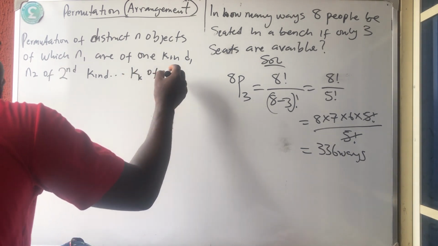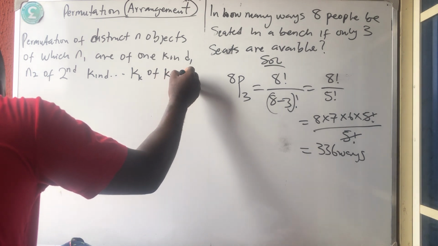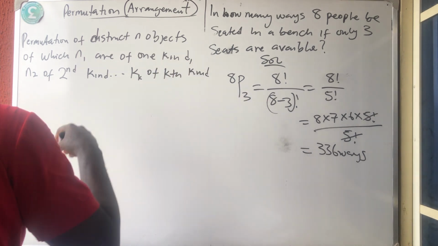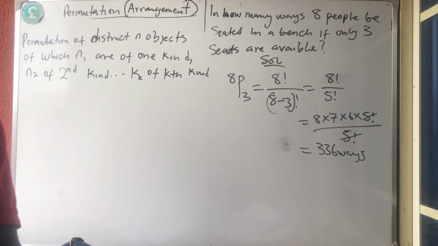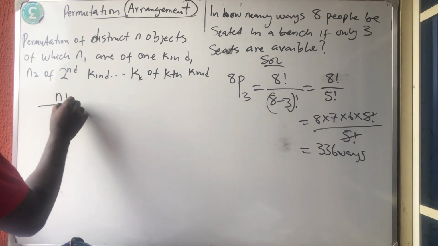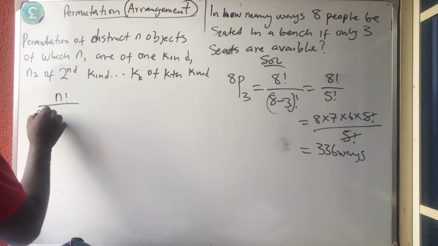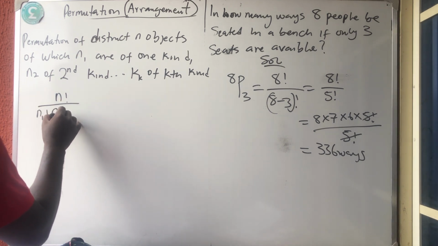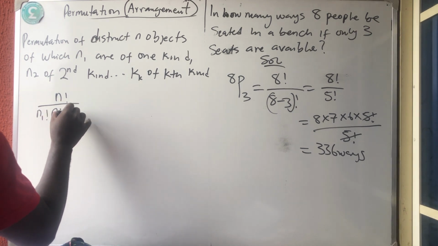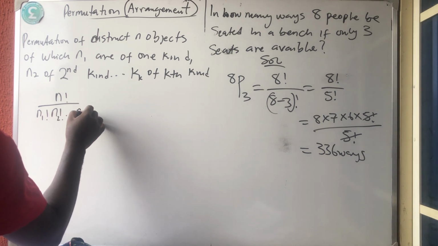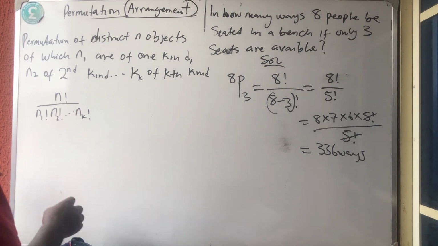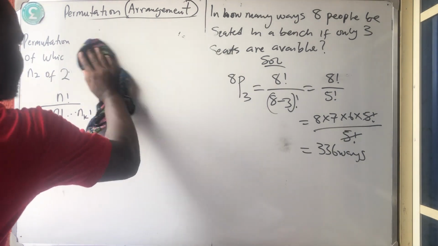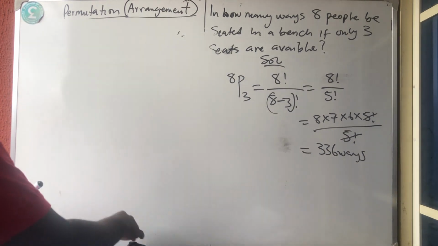Okay, now how do you do this? It is simply n factorial all over n1 factorial, n2 factorial, dot dot dot up to nk factorial. Okay, as simple as that. Let me show you what I mean by this. It's very simple. Forget about the English I just spoke. Let me show you what I mean.